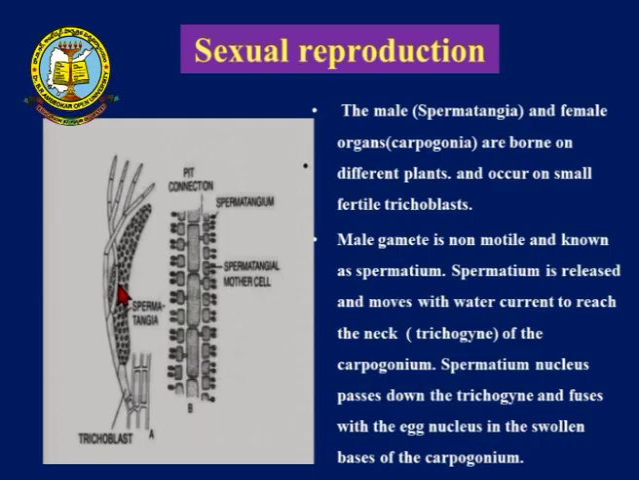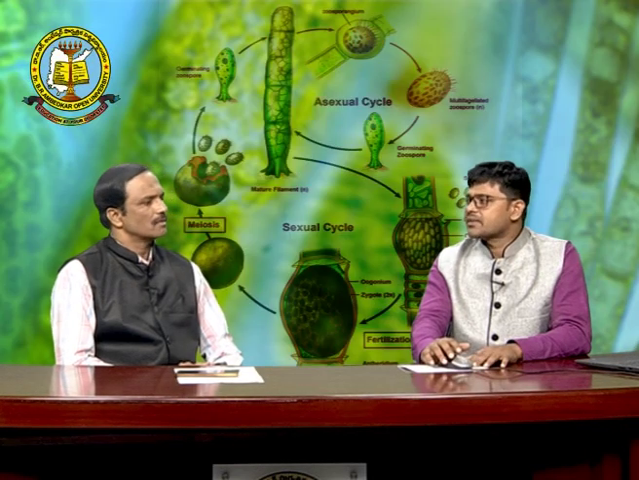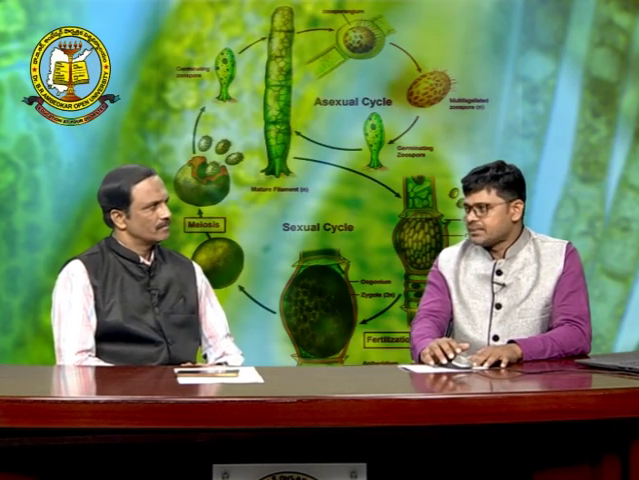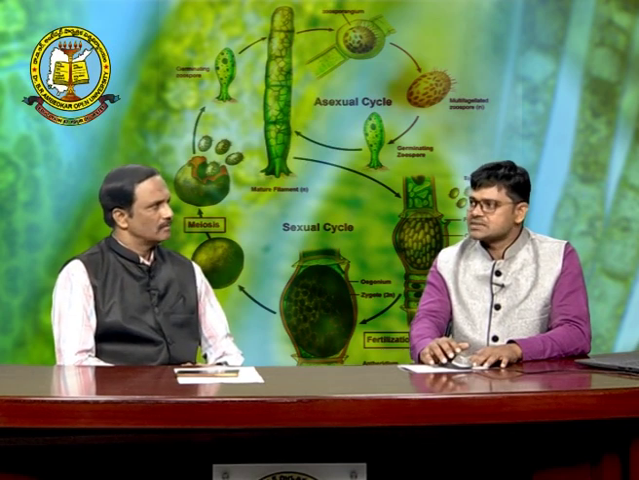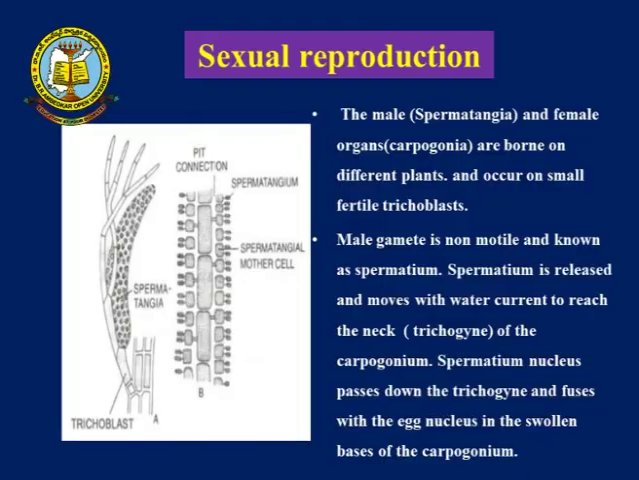Spermatia are like male gametes, non-motile male gametes. So far we discussed Sargassum and Oedogonium, which have motile male gametes, but in Polysiphonia they are non-motile. This is called a spermatium. After formation, the spermatia are released out from the spermatangia. Due to the lack of flagella, they move with the help of water current to the female reproductive organ.